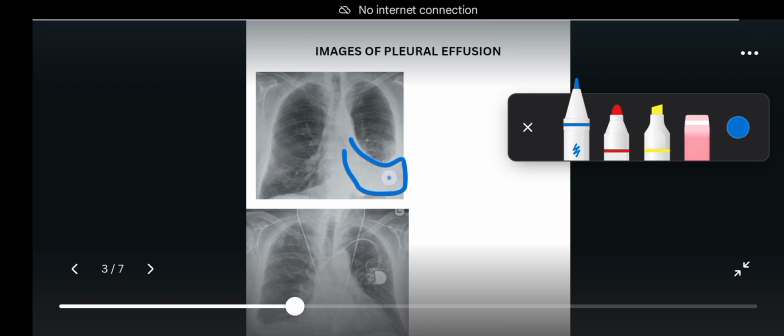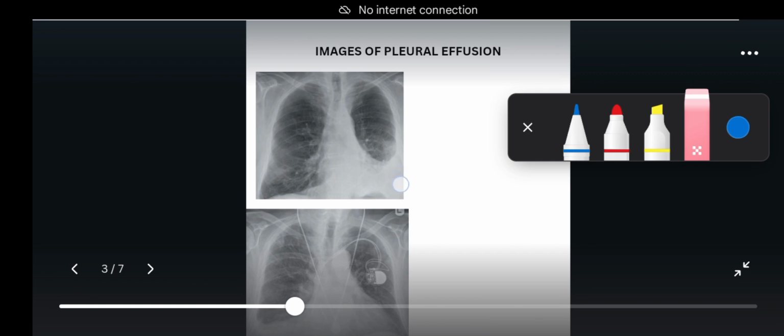So you see this place is homogeneous. We can't see any air bronchogram or any heterogeneous density there. They just appear white. Then we'll say, of course, there is no air bronchogram.